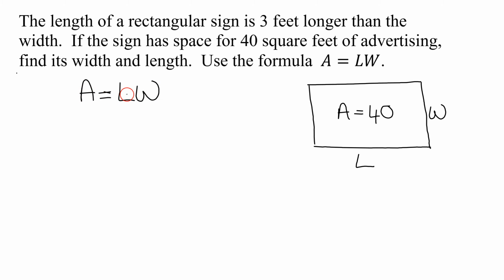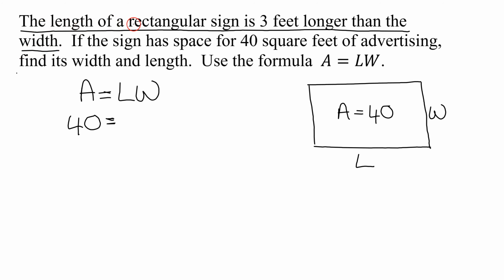Well, notice I have 3 variables in this equation. I want to get it down to 1. Well, I know the area is 40 square feet, so I know 40 equals, and now I need to either write the length in terms of the width or the width in terms of the length. So I have to translate this first sentence here.